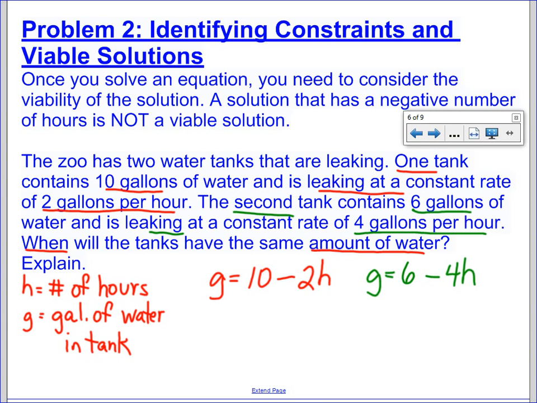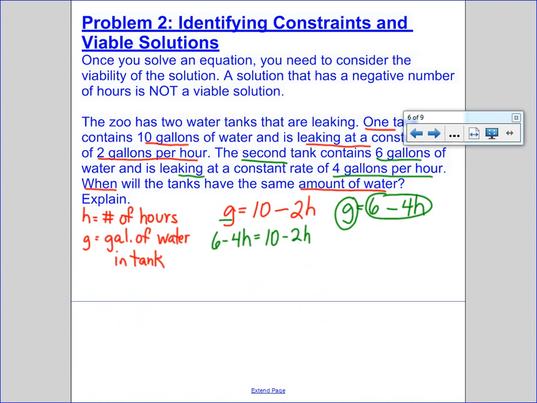All right, well again, because we have the variable isolated, I'm going to take this expression and substitute it over here. So I have 6 minus 4H is equal to 10 minus 2H. I have the variable on both sides, so I can choose which side that I want to move it to. I've got a minus 4 over here, so I'm going to add 4H to both sides. That will give me then a positive rate of hours.